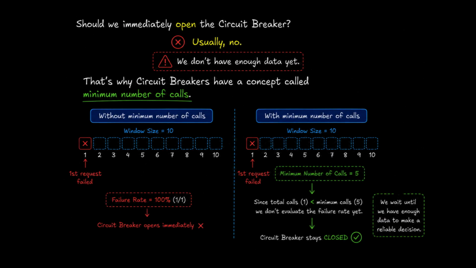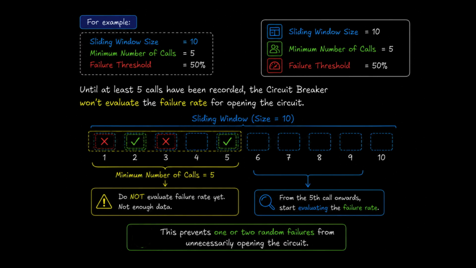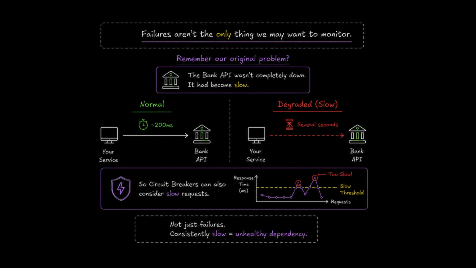That's why circuit breakers have a concept called minimum number of calls. For example, if we configured a sliding window size equal to 10, minimum number of calls equal to 5, and failure threshold equal to 50%. Until at least 5 calls have been recorded, the circuit breaker won't evaluate the failure rate for opening the circuit. This prevents 1 or 2 random failures from unnecessarily opening the circuit.